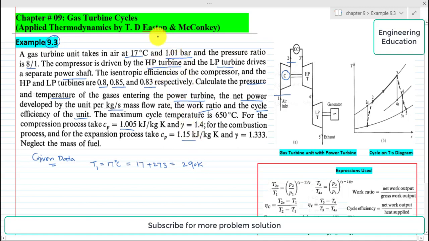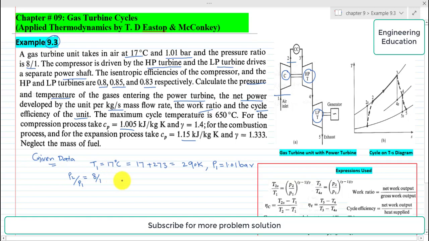And the pressure is 1.01 bar. Pressure ratio across the compressor, which is P2 by P1, is 8/1. Compressor is driven by the high pressure turbine. This high pressure turbine drives the compressor, while the second turbine develops the power, which is coupled with the generator.